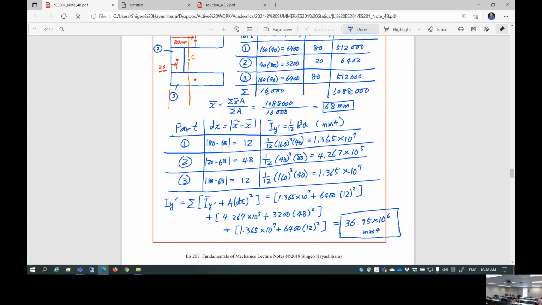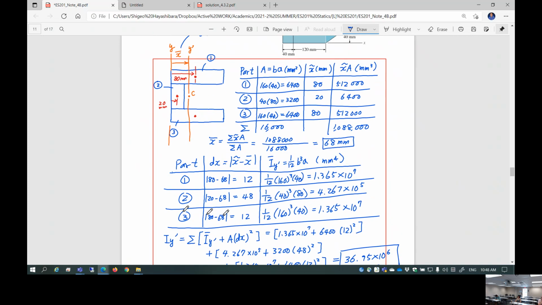So composite parts computation could be super confusing if you don't use the table. So I always use the table. The table is always set up in the same way. One of the key features is that when you find the area, always use b times a, because b times a can be used later, b cubed a or b a cubed, either way. So it's easy to line up. The other one is, of course, dx is going to be squared anyway, so minus or plus doesn't matter because you take the square.